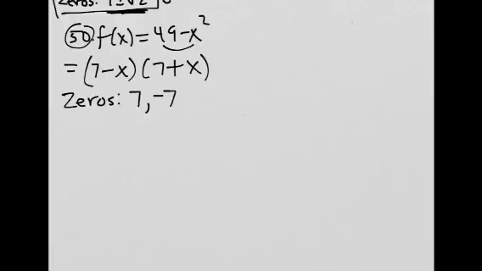And why is that? Because that's the number of times that a zero is a zero for a function, and how you can tell is by the exponent for each factor. So the exponent here is 1, the exponent here is 1. So that means that 7 is a 0 once, and negative 7 is a 0 once. So their multiplicity is 1.